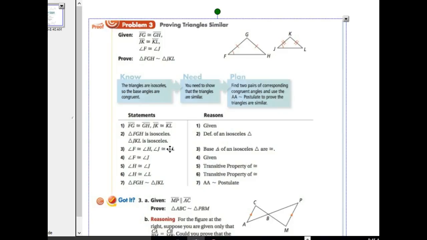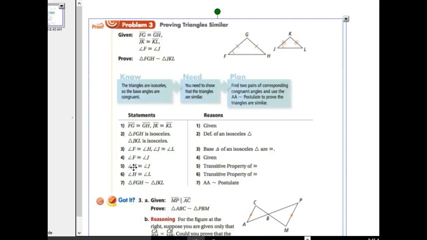Then, again, another given was that angle F is congruent to angle J. That was given in the original problem, so all we have to use for our reason there is given. Then for number 5, we know that angle H is congruent to angle J. That's called the transitive property. Again, you can think of that as the substitution property. Because if F is congruent to H, then that means wherever F is, I can put in H, and that's why that H comes about here.